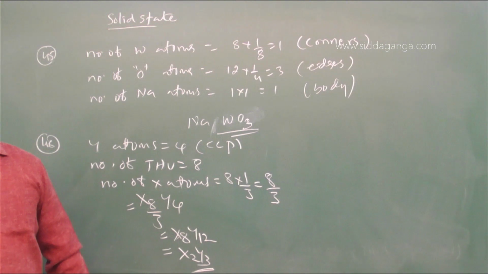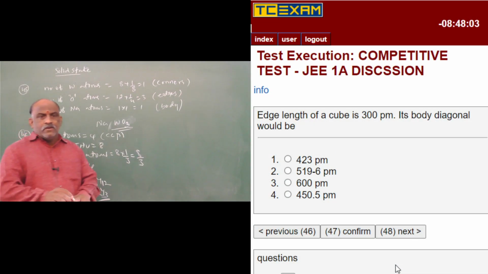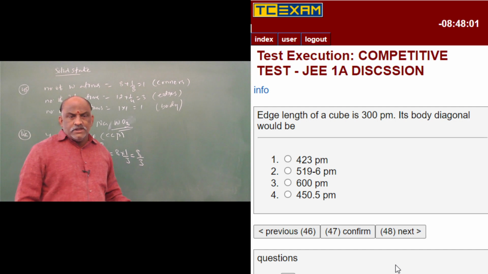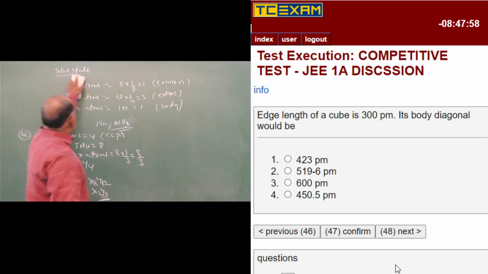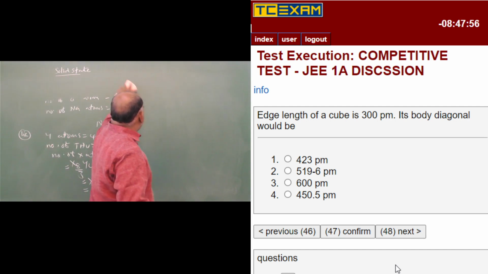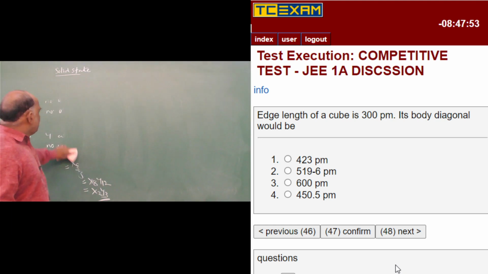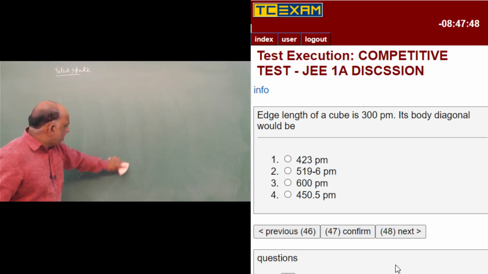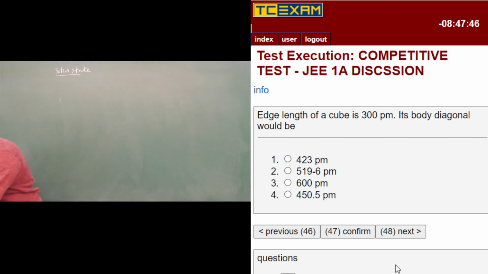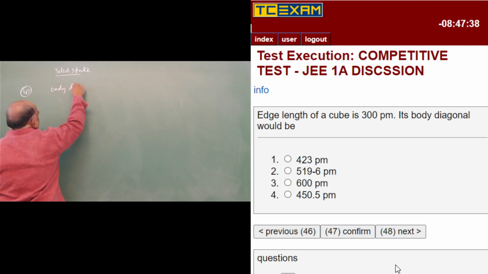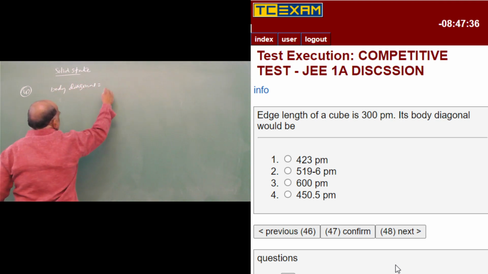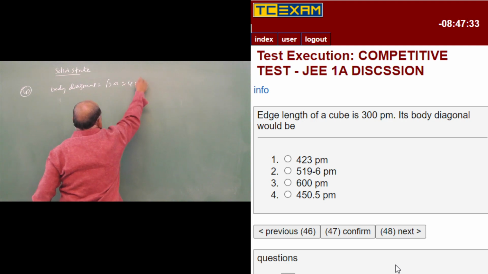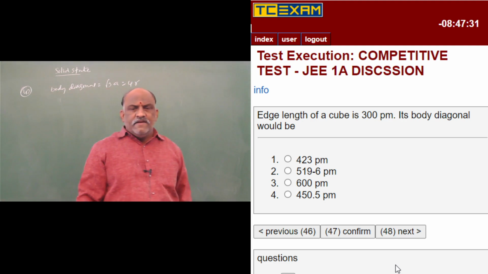Next, 47. Edge length of a cube is 300 picometers. Its body diagonal is? Body diagonal formula you know, that is root 3a equals 4r. Apply root 3a equals 4r. Body diagonal, root 3a.